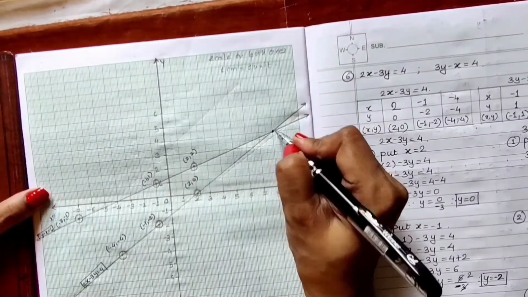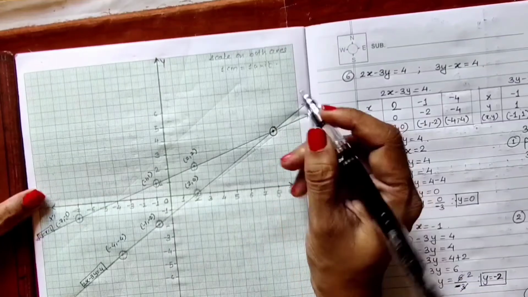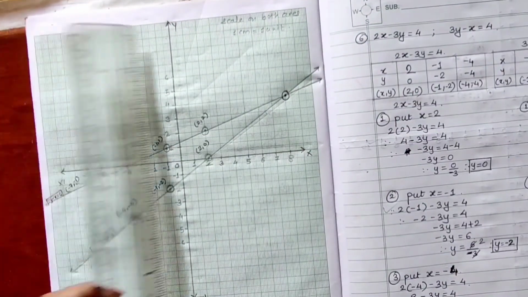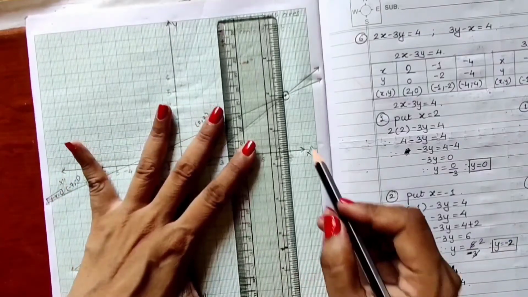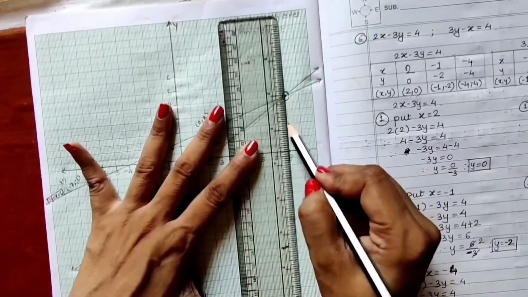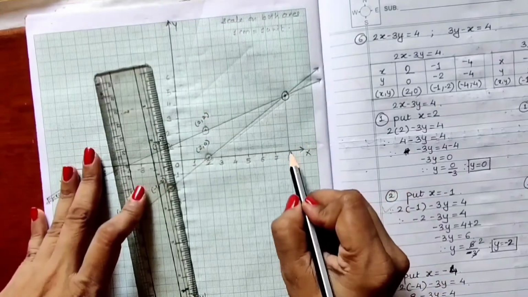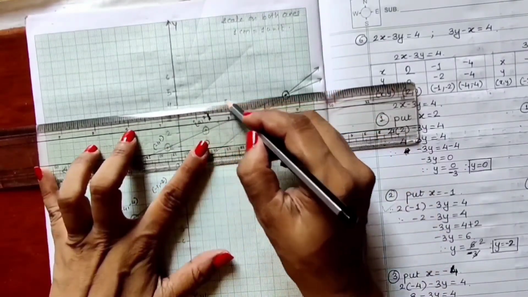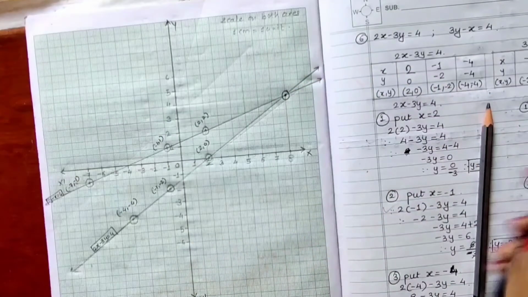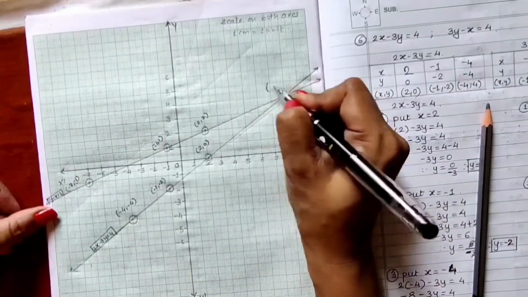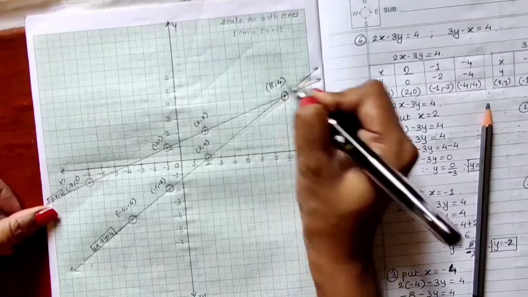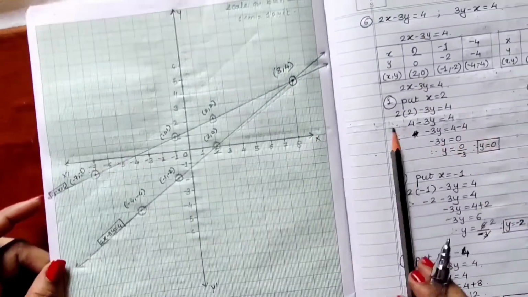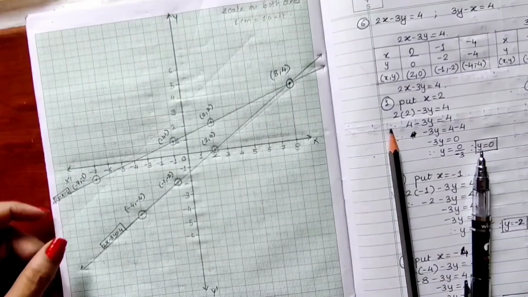Here we have got the point of intersection. So if you draw a line from this point on the x-axis, it will go till 8 on the x-axis and 4 on the y-axis, correct? So the point of intersection is 8, 4. This is our point of intersection. So here I will be writing point of intersection.